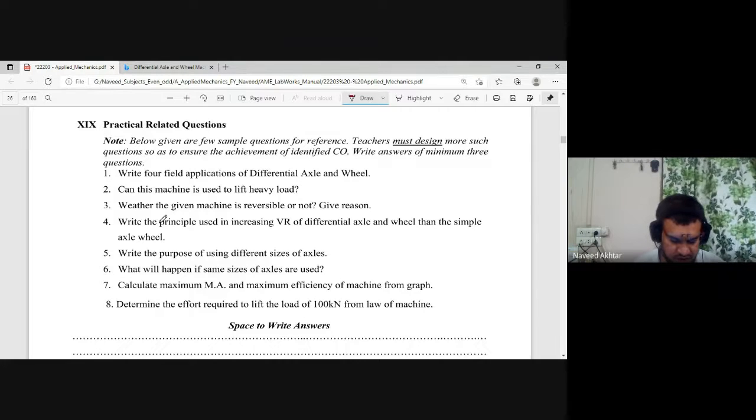Generally you can see in a vehicle it is used for the rear wheel. Can the machine be used to lift a heavy load? No, this machine cannot lift a heavy load.